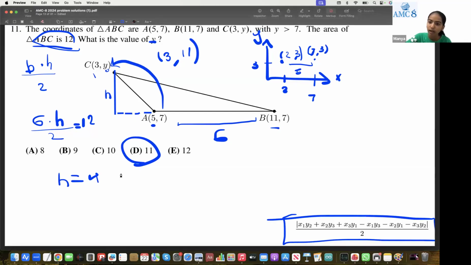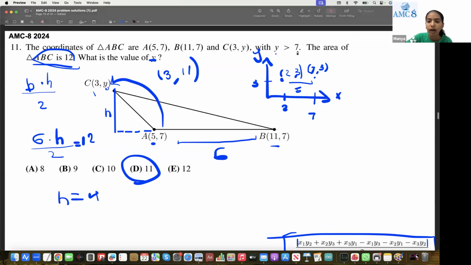But another answer that we should also be getting, since there's an absolute value sign right here, is y equals 11 and y equals 3 as well. But now, if we reread the question, we know that y is greater than 7. And so the only possibility that y can be is y is equal to 11.